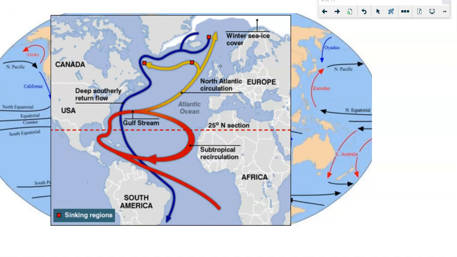So really the main part that is affected by climate in terms of how do currents affect climate is temperature changes, but precipitation can be a small part of that as well.